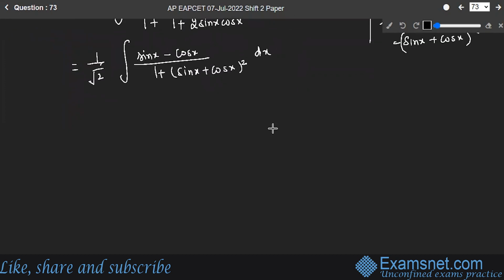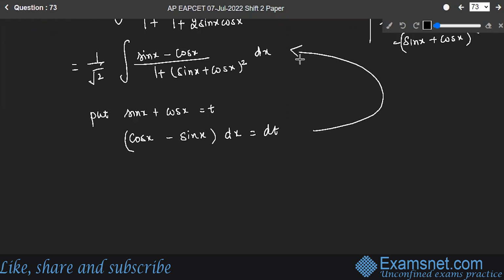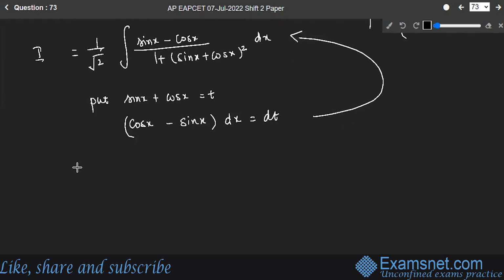Now let's put sine x plus cos x equal to t. So now let's differentiate both sides. Sine x will become cos x, and cos x will become minus sine x, dx is equal to dt. Right, now let's fill in over here. So the integral I is equal to 1 by root 2 integral of, this is cos x minus sine x, and here is sine x minus cos x, so this will be equal to minus dt upon 1 plus t square.